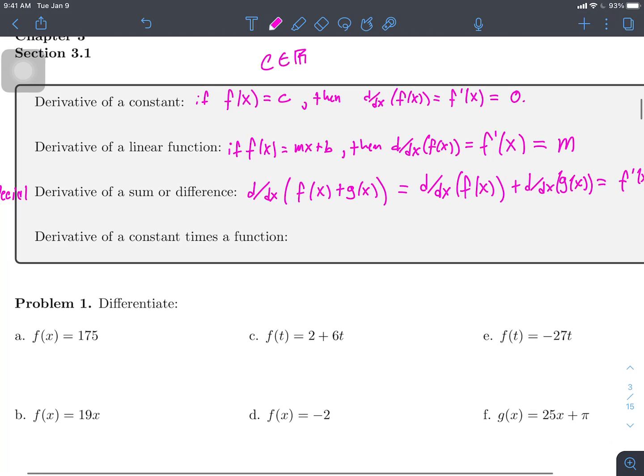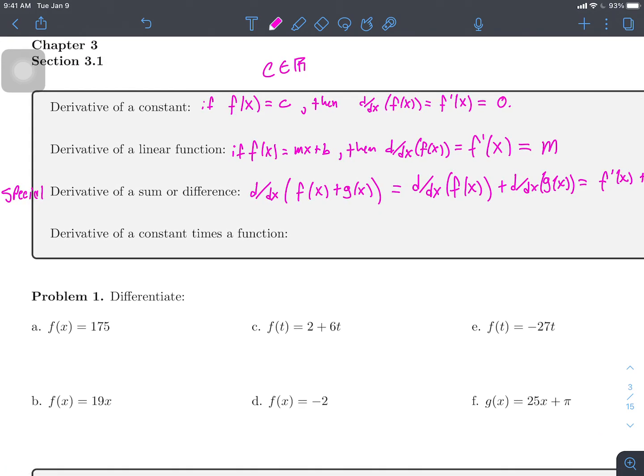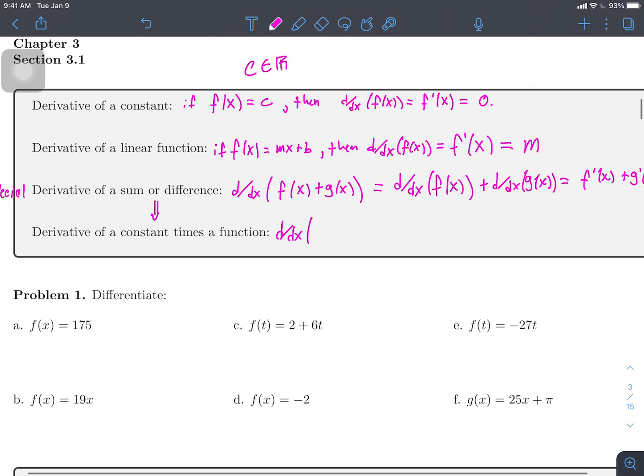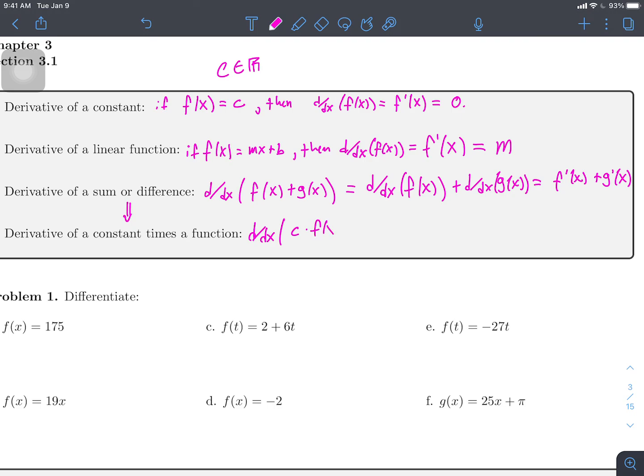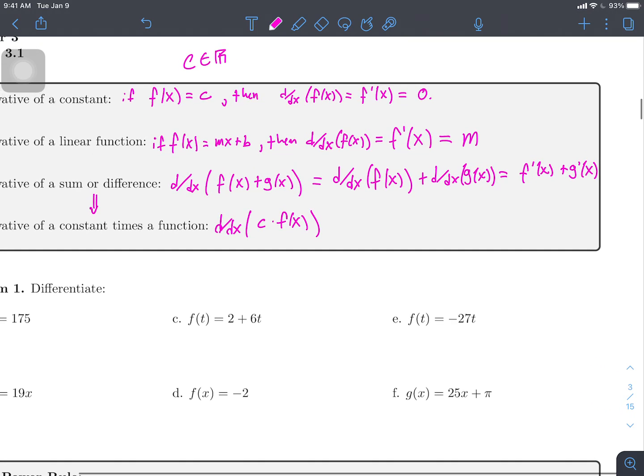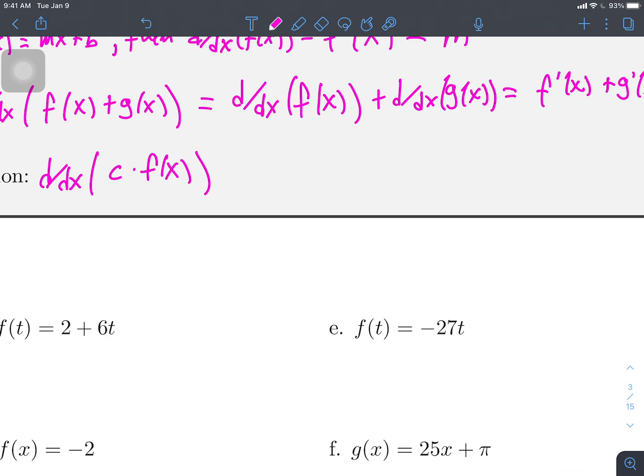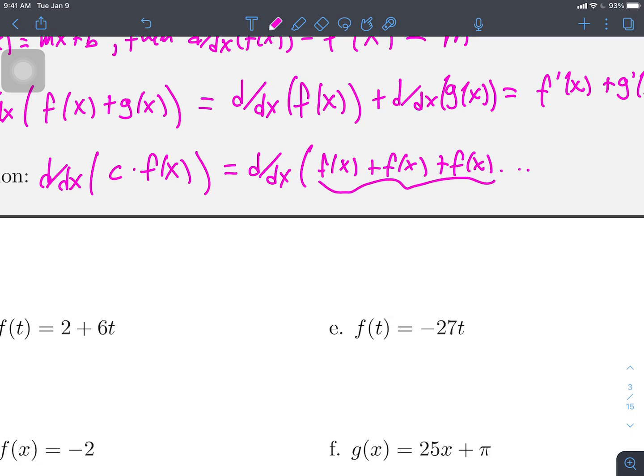Okay, and the derivative of a constant times a function, we can get fairly easily from the previous rule, right? Because if I do the derivative of c times f of x, where c is a number, so we're still working under the assumption that c is a number. So the derivative of c times f of x, well, multiplication is defined as repeated addition. So c times f of x is the same as f of x plus f of x plus f of x dot dot dot, where we do this c times, right?